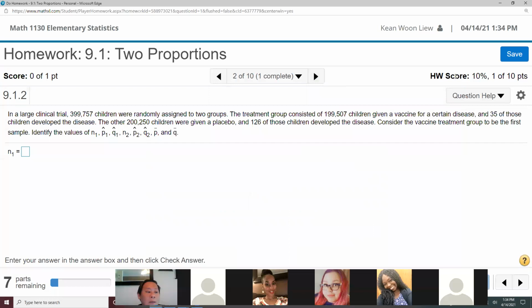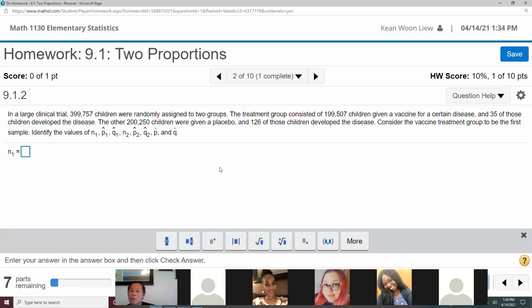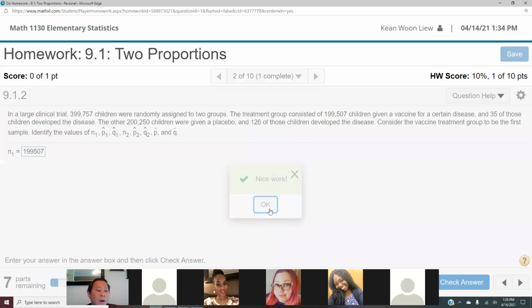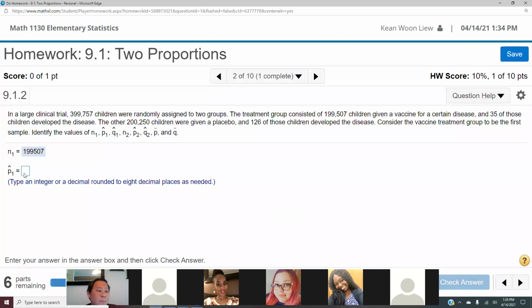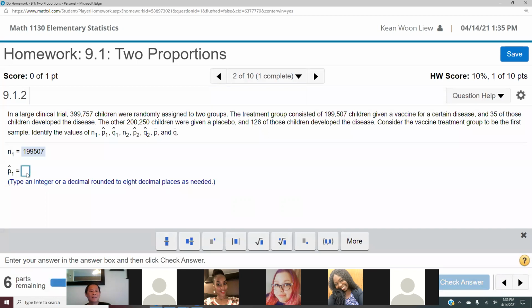Now they're asking for this. Again, this many people are assigned to two groups. This many children get the vaccine, 35 got the disease, and these people get the placebo. Consider the vaccine treatment group to be the first sample, so the vaccine is population 1. Can you tell me what N1 is in this case? That means the children who receive the vaccine: 199,507. Out of these people, what is the proportion of getting this disease?